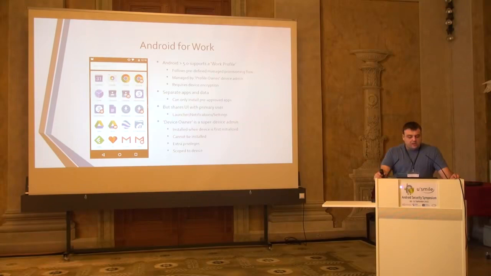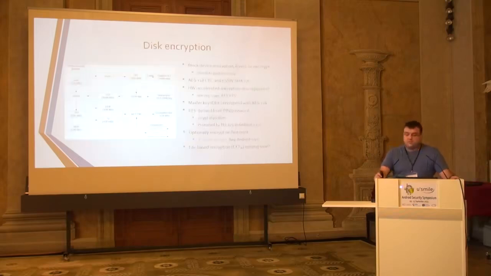Another related thing is the device owner, which is kind of a super device admin. It can only be installed when the device is first initialized, when it's reset. It has extra privileges and is scoped to the whole device. One thing Android for Work requires is, of course, device encryption, which has been there since 3.0, I believe. It's based on dm-crypt. It's block device encryption, which comes with all the problems and advantages. You cannot have integrity. You encrypt per block.